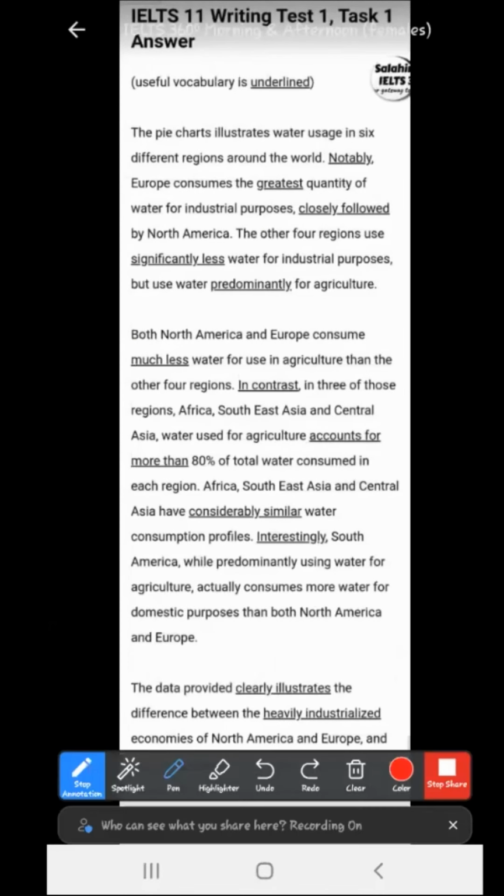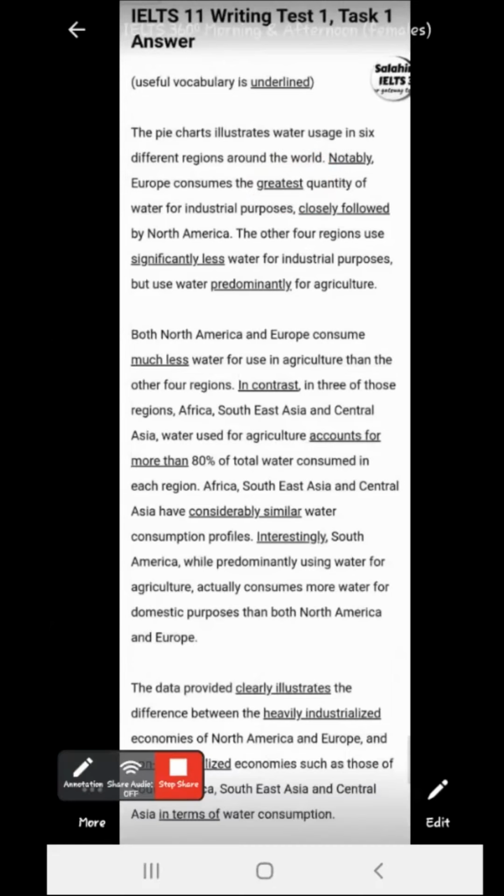When you use a word like greatest, it shows that you have compared. This is a superlative adjective, not comparative. A superlative adjective is used when there is more than two, and you try to compare. So since it's greatest, you'd write the greatest quantity of water for industrial purposes. If it's comparative, you would say greater. But since it's a superlative adjective, Europe dominates all, which is why it is the greatest quantity of water for industrial purposes.